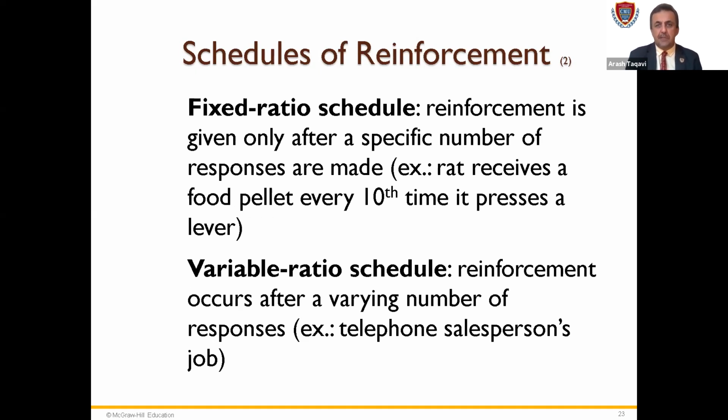In a fixed ratio schedule, reinforcement is given only after a specific number of responses are made. For example, a rat receives a food pellet every 10 times it presses a lever. And a variable ratio schedule says that yes, you will give some award, but it is not known exactly and certainly when, for example, after 5 times or after 7 times. It is very random. Reinforcement occurs after a varying number of responses. For example, a telephone salesperson's job.